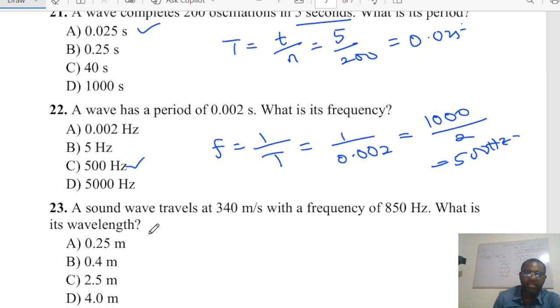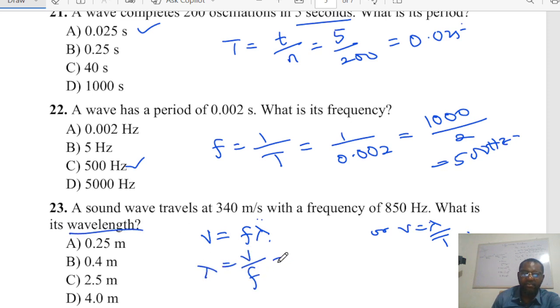Now the next one says a sound wave travels at 340 meters per second with a frequency of 850 hertz. What is the wavelength? The velocity of a wave is simply frequency times wavelength. Or you can say velocity of wave is wavelength over period, but this is the best formula to use here. Since we are looking for the wavelength, wavelength is velocity over frequency. So the velocity is 340, the frequency is 850.